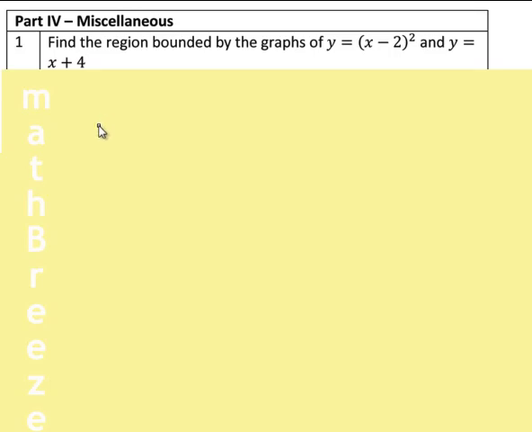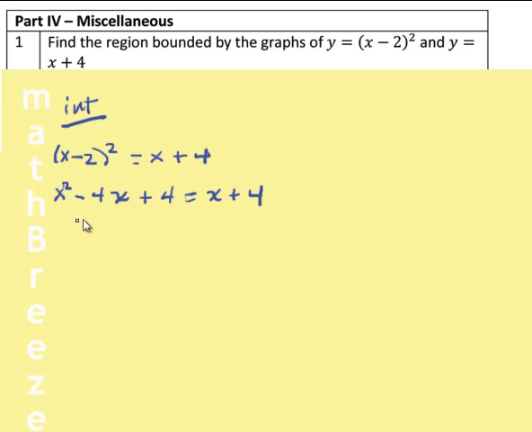In number 1, we're finding an area, so we're just going to subtract curves and take the integral from one intersection point to the next. So first let's find the intersection. We're going to set these two equal to one another. Here we have x squared minus 4x plus 4 equals x plus 4, or x squared minus 5x equals 0. So we have intersection points x equals 0, x equals 5.